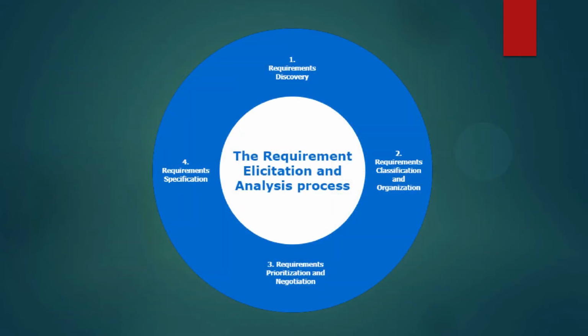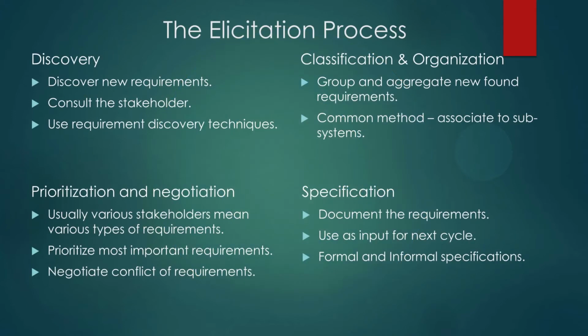So now we will talk about the process of elicitation and analysis. The four major activities are requirement discovery, classification and organization, prioritization and negotiation, and finally specification. The process cycle starts with requirements discovery and ends with requirements documentation. The analyst's understanding of the requirements improves with each round of the cycle. The cycle ends when the requirements document is complete. So let's see the phases of elicitation in a bit more detail.